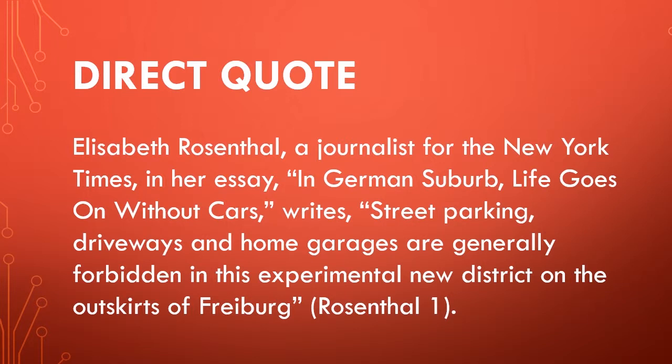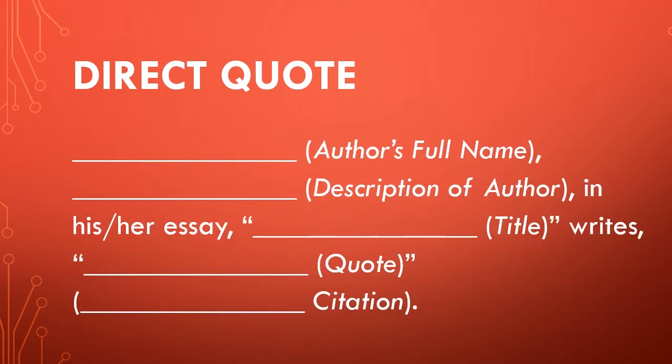Okay, so if we take away all the words and we just look at the structure, this is what we get. Author's full name, comma. Description of the author, if you have it. In his or her essay, and you don't put "his or her," you put whichever pronoun is appropriate for that person, a comma, then you put the title. If it's part of a larger work, quotation marks. If it is the whole work, like a book, italics. Writes, comma, then you put the quote in there. You begin and end your quotation with quotation marks, and then your citation, in parentheses, whatever the appropriate citation information is for that source, and you end with a period.